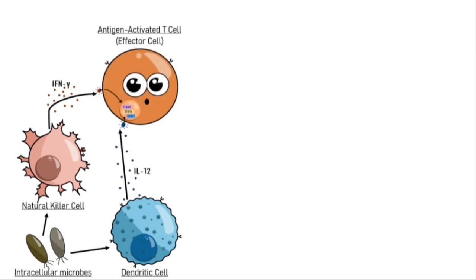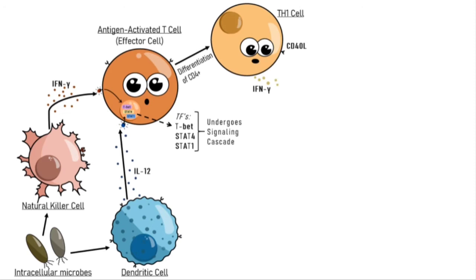These cytokines will then reach the antigen-activated helper T cell, which is also considered to be an effector cell because it was differentiated in the lymph node. These cytokines will then induce a signaling cascade that includes the transcription factors TBET, STAT4, and STAT1 in order to get this effector cell to differentiate and drive it into a TH1 cell. Once it becomes a TH1 cell, it will contain the CD40 ligand and it will be capable of creating and sending out interferon gamma cytokines.